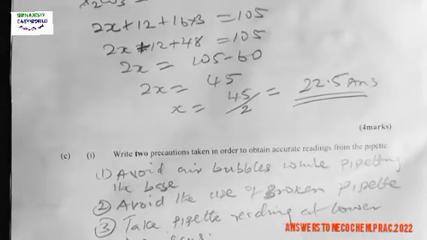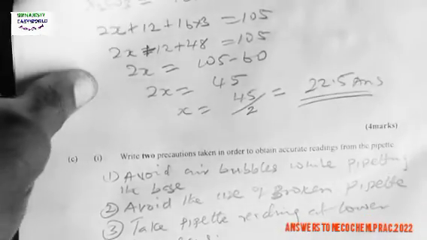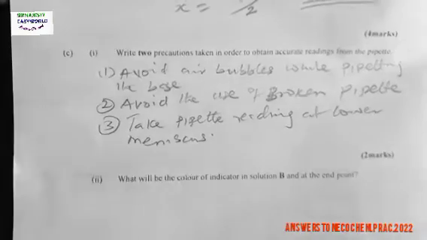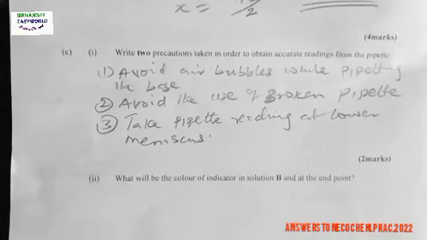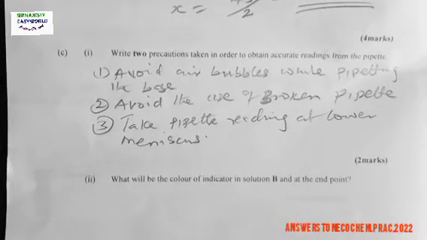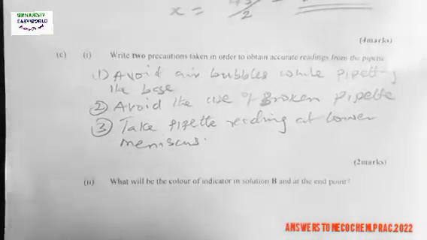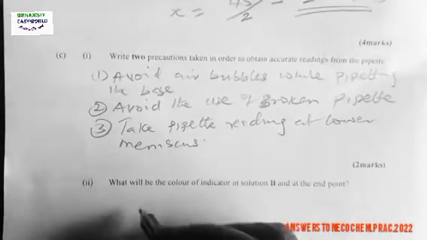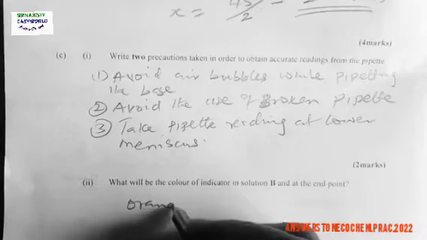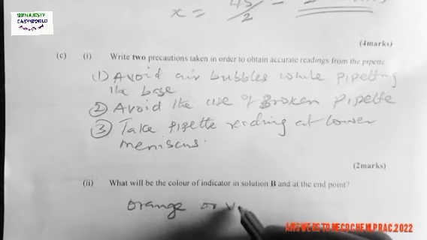Then what will be the color of the indicator in solution B at the end point? The color of the indicator in solution B is yellow, but at the end point it is supposed to be orange or very pale pink. So you can choose any of them. The color should be orange or pale pink.